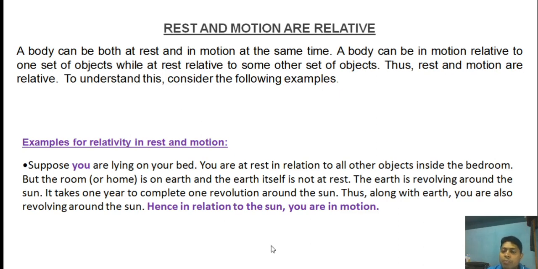So at the same time, when you consider the bedroom, with respect to the bedroom you are at rest. And when you compare it in relation to the sun, then you are in motion.